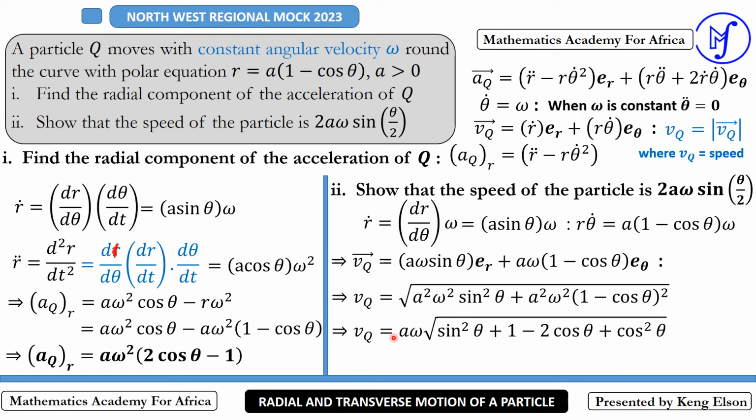So the speed is equal to a omega times the square root of, here you're going to be left with sine squared theta. When you expand 1 minus cos theta all squared, you get 1 minus 2 cos theta plus cos squared theta. Now adding sine squared theta plus cos squared theta, we get 1, and adding it to this one here, we get 2. Then we need to subtract this 2 cos theta. So at the end of the day, the speed of the particle is a omega times the square root of 2 minus 2 cos theta. Now the next thing to do is that we need to write cos theta in terms of sine squared theta divided by 2, because that is where we are heading to.